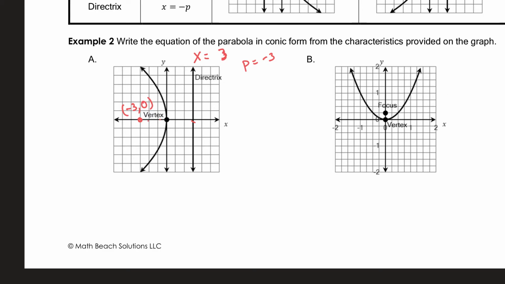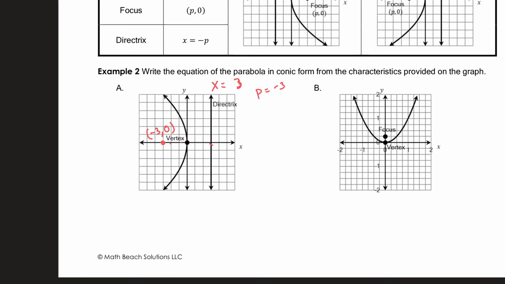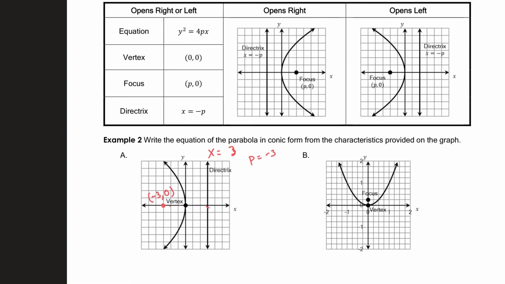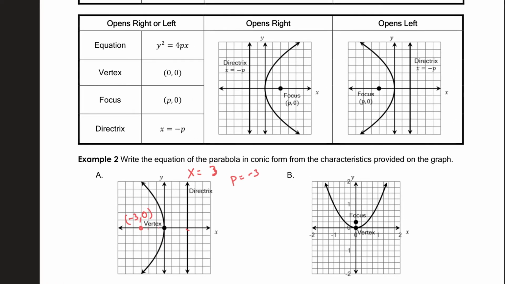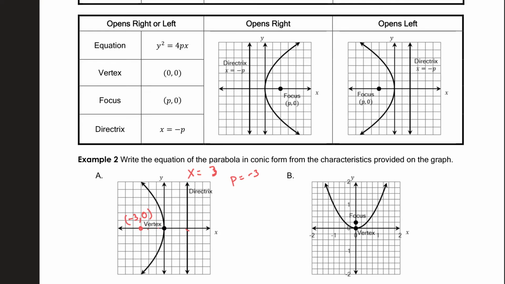So p will equal 3. So the directrix is x equals 3. So we notice that it opens left. So we are going to use the equation that's over here that opens left. We have y squared equals 4px. So we're going to say y squared equals 4 times negative 3 times x.